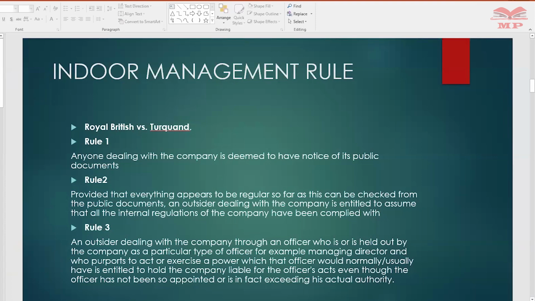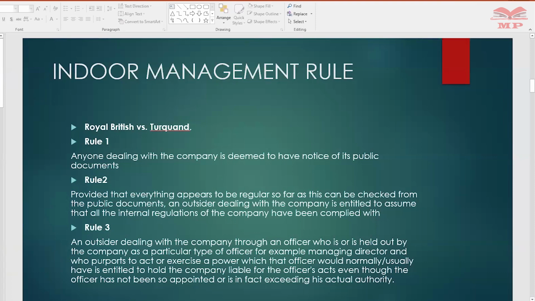And this is what we are talking about, the indoor management rule. So in this case of Royal British versus Turquand, he was sued as the official manager of a coal mining and railway company on a bond for $2,000, which had been given by the company to the plaintiff bank to ensure its drawings on a current account. The bond was given under the seal of the company and signed by two directors and the secretary, but the company alleged that under the terms of its registered deed of settlement, the directors had powers to borrow only such sums as had been authorized by a general resolution of the company, and in this case, no sufficiently specific resolutions had been passed. The court held that the company was bound by the bond.